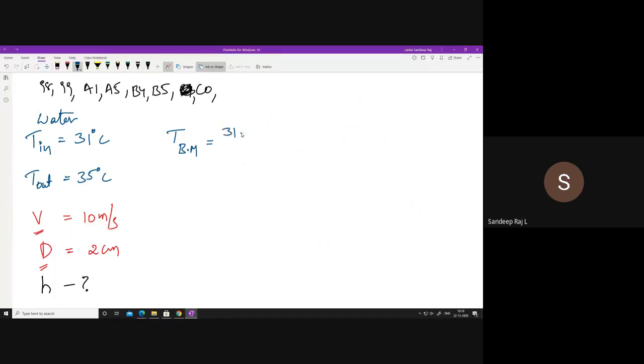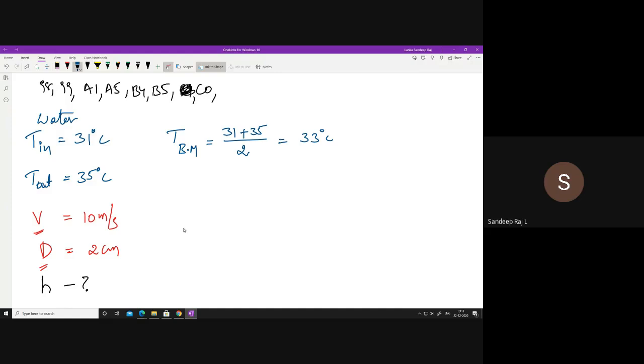In this particular case, it is 31 plus 35 by 2. So what is this value? 33. That's what the bulk mean temperature is.